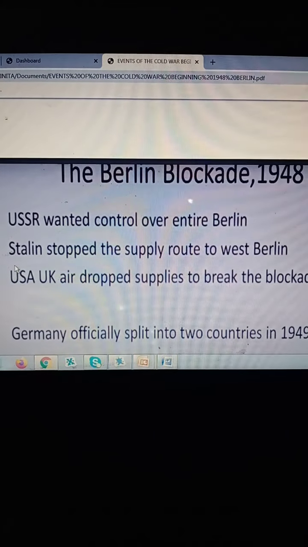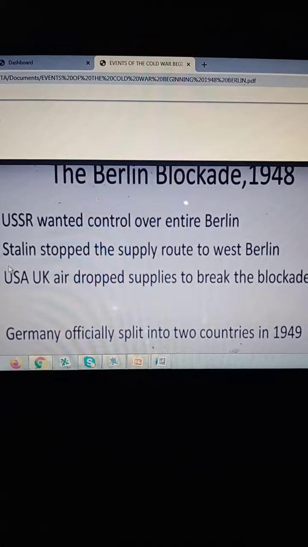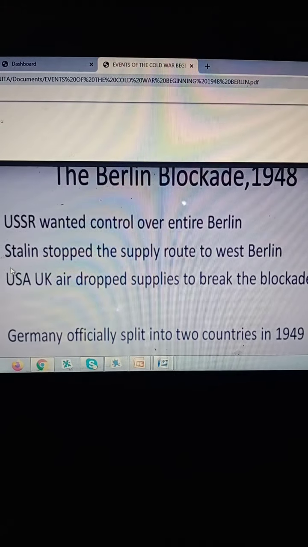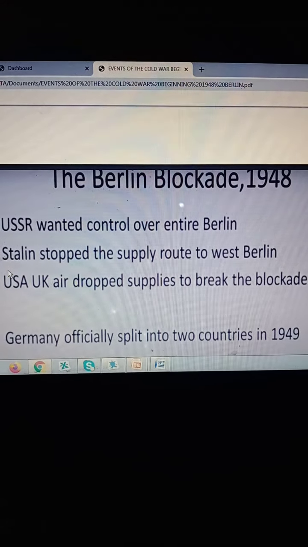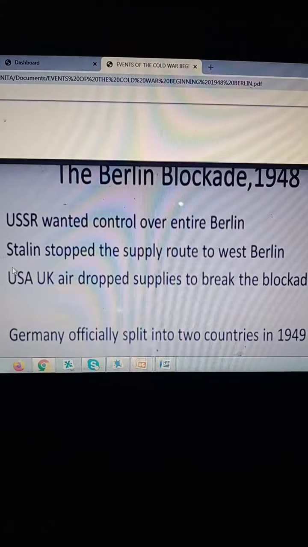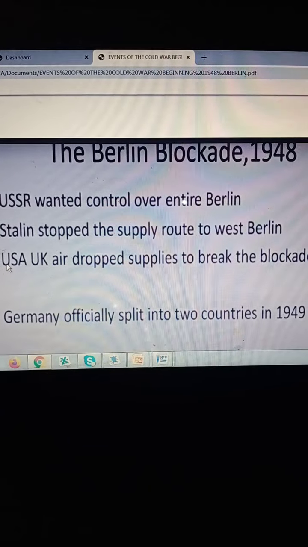Okay, so USSR tries to establish their control over the entire Berlin, as they had control only over East Berlin. So now they wanted entire Berlin to come under their control. So they started blocking the supply lines. That is the route. There are no trains going there, no buses. They could not reach there.